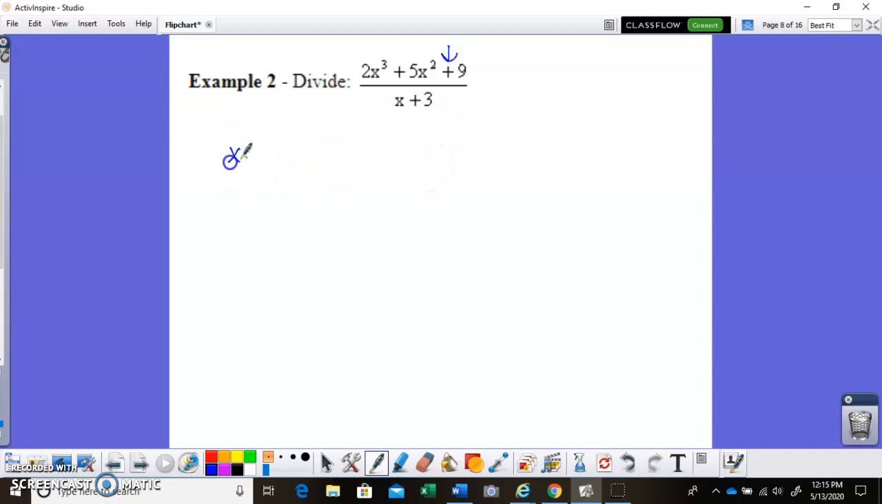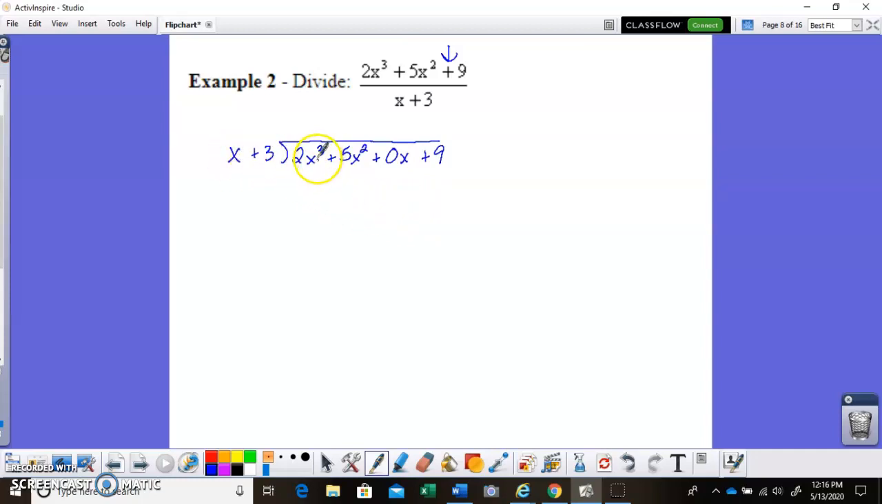All right, so when I write this, I've got x plus 3 being divided into 2x cubed plus 5x squared. And the placeholder, just like in regular integers, the placeholder becomes a 0. We just have to make sure that variable is in there so that we have 3, 2, 1, and none. So plus 9 is our none. All right, now let's go ahead and do that division.